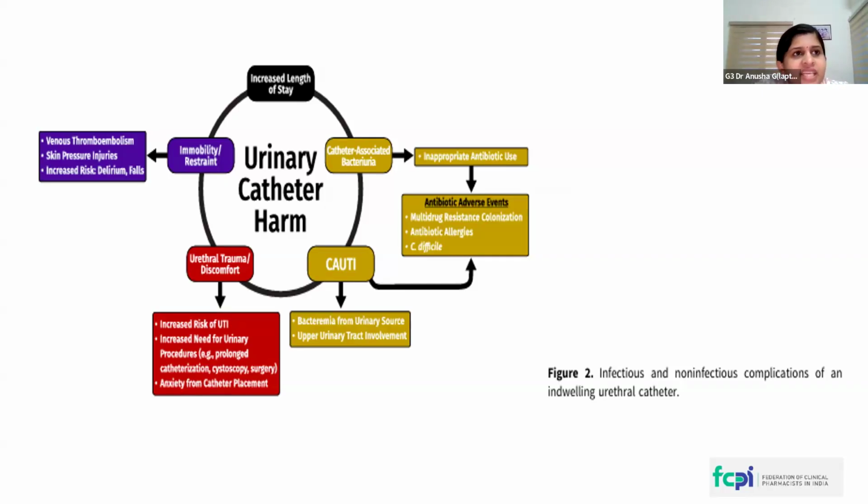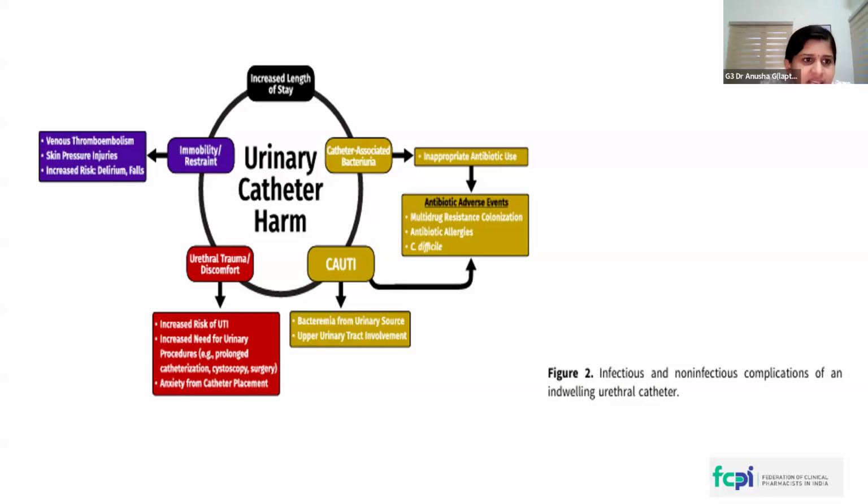And whenever we insert a catheter, if we do not do it appropriately, if we do not use the correct size of the catheter, trauma will occur to the patient. So this urethral trauma will cause discomfort, and this can in turn cause UTI. So again, a lot of problems can be avoided if an appropriate catheter is chosen for the patient.